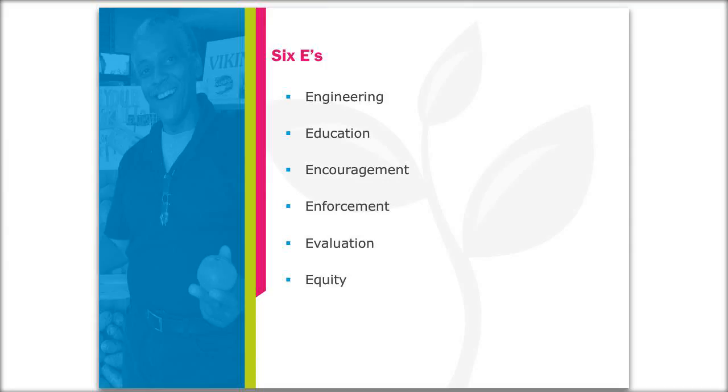Engineering strategies create safer environments for walking and biking to school through improvements to the infrastructure surrounding schools. These improvements focus on reducing motor vehicle speeds in conflict with pedestrians and bicyclists, as well as establishing safer and fully accessible crossings, walkways, trails, and bikeways.